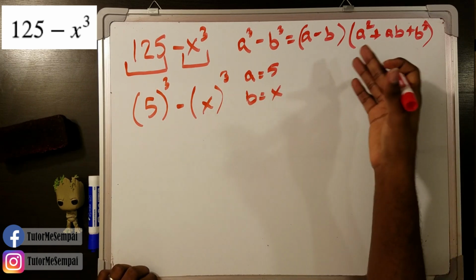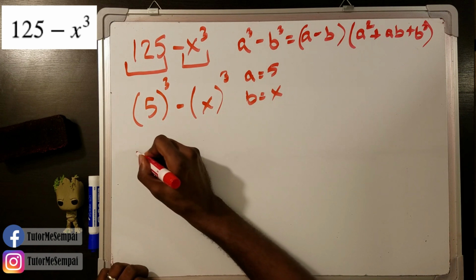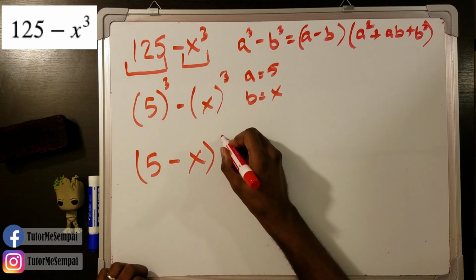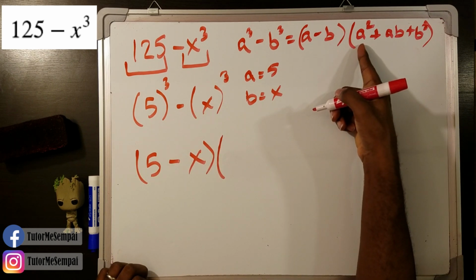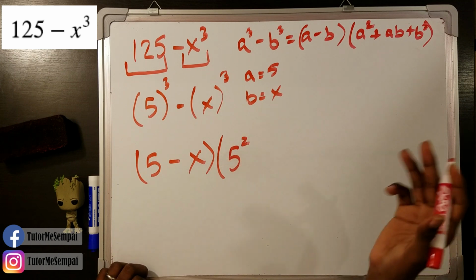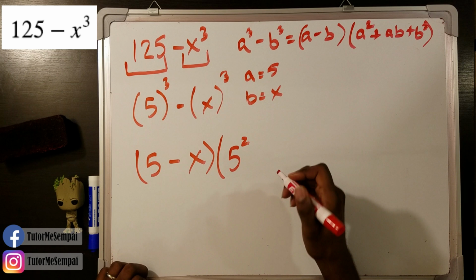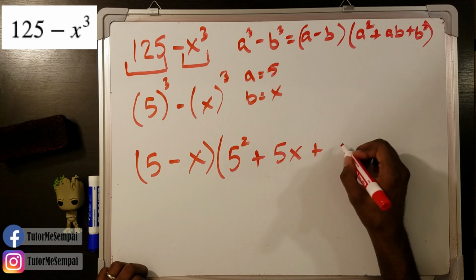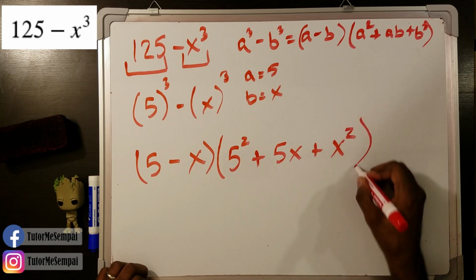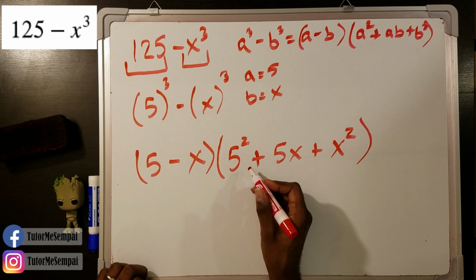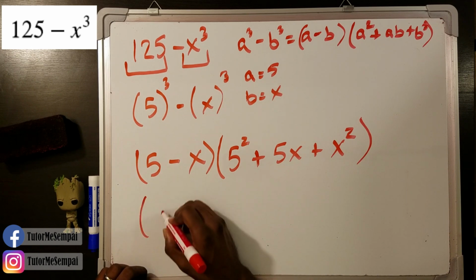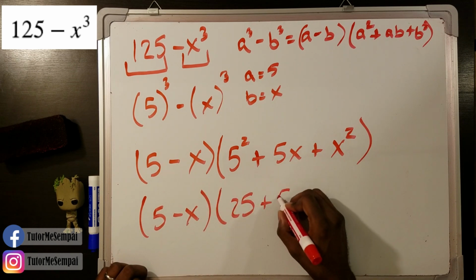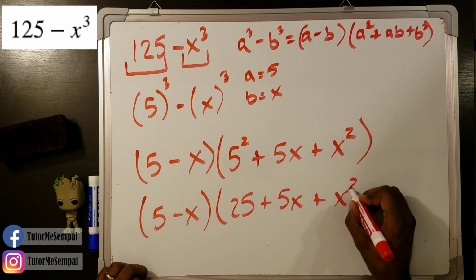So if we plug in our A and B into our formula, we get 5 minus x. This is going to be a 5 squared. So let's just write 5 squared to kind of keep things consistent, and then we'll just simplify it a little bit later. Plus 5x plus x squared. And what is 5 squared? Well, that's just going to be 25. So we rewrite this, 5 minus x, 25 plus 5x plus x squared.